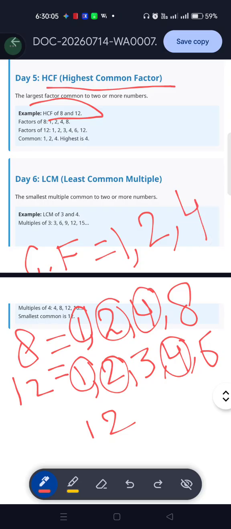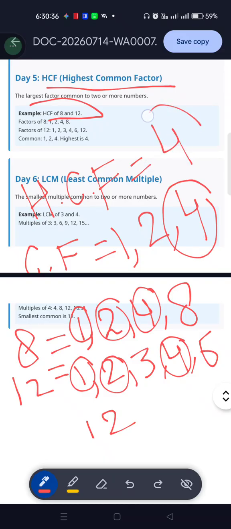These are the common factors of 8 and 12. So in the common factors of 8 and 12, 1, 2 and 4, you can clearly see here 4 is the highest. So you need to find out the highest. Now you will write here: highest common factor of 8 and 12 is 4. So 4 is your HCF and 4 is your answer.